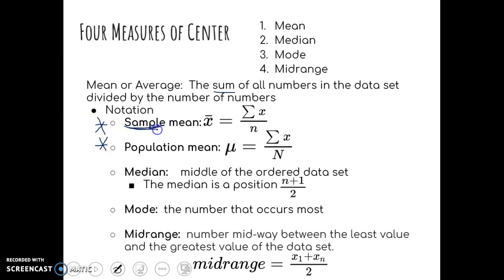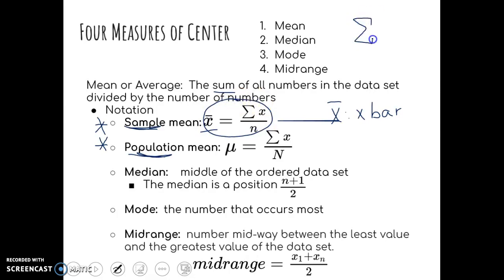Notice we have a sample mean and a population mean. The sample mean is when we find the mean of a sample, and we use this notation here. We call it X bar. That's what we call it when we see that symbol, and it stands for the sample mean. Now look at the formula for X bar.